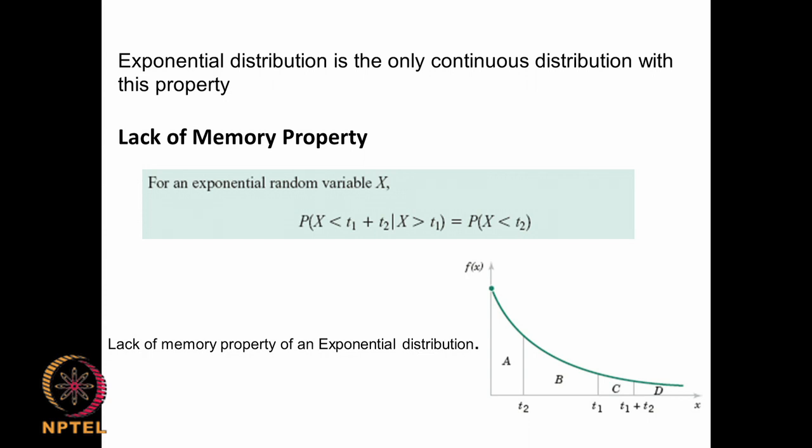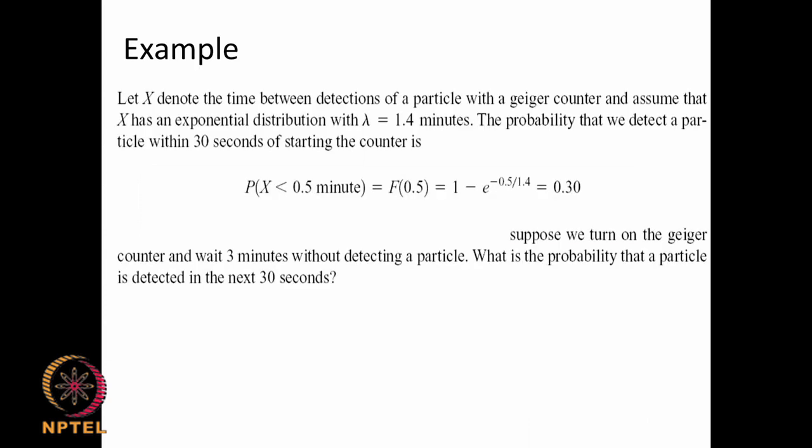Okay. So, for an exponential random variable x, we have P(x < t1 + t2 | x > t1) is given by P(x < t2). That means whether you take a time on January 1st or whether we take time on February 1st, the time for the next event to happen will be independent, whether I start my starting point as January 1st or I start my starting point as February 1st. So, that is the lack of memory which is characteristic of this exponential distribution. So, we will look at some examples.